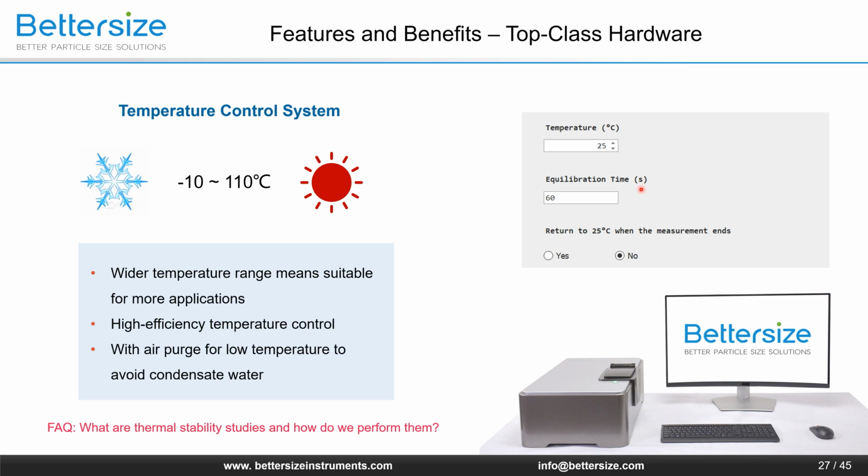Regarding the temperature control system of the BeNano, one of the FAQs is, what are thermal stability studies and how do we perform them? Thermal stability is the ability of materials to resist heating. One of thermal stability studies is to investigate the particle size and zeta potential of the samples under different temperatures, which is essential in many applications.